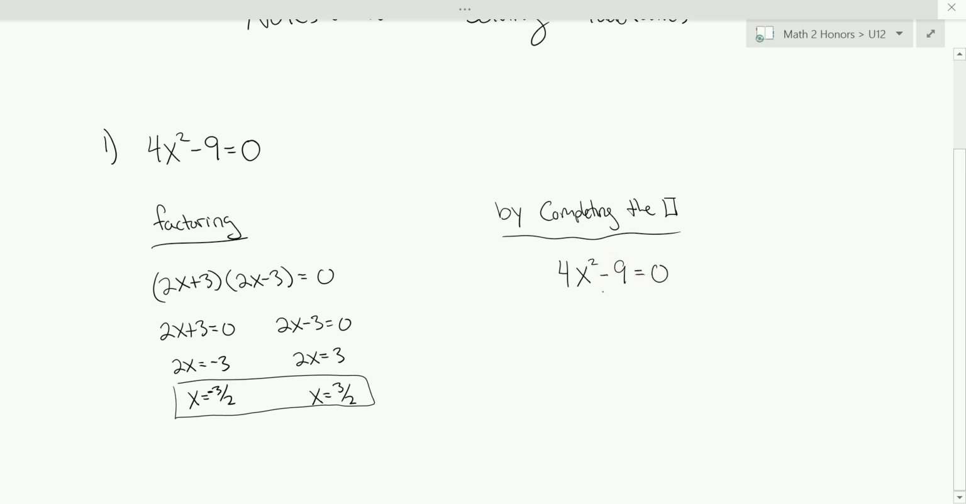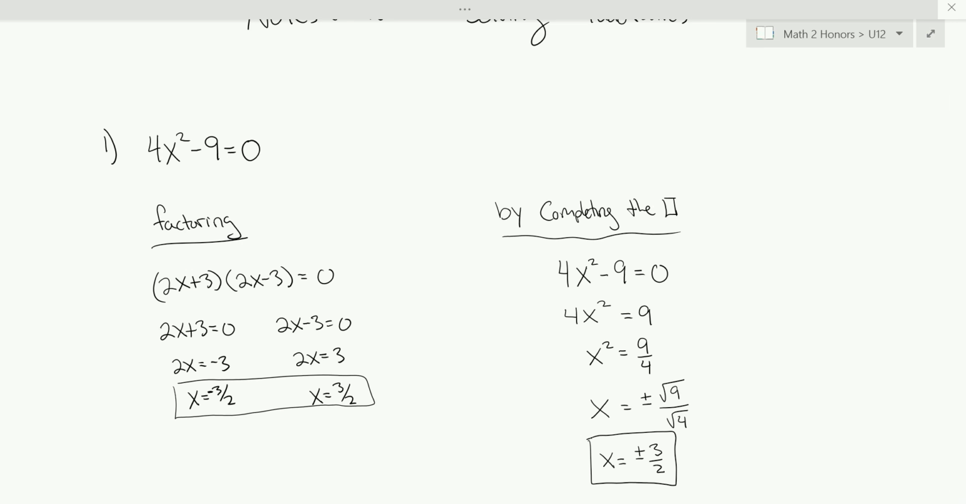The method looks different because we first add 9 to both sides, and get 4x squared equals 9. Divide by 4. Then when you take the square root, don't forget the plus or minus sign. You take the square root of 9 and the square root of 4, and you get x equals positive and negative 3 halves, which is the exact same thing we got when we solved by factoring. But it's a different method.